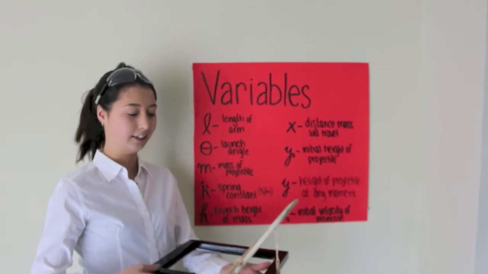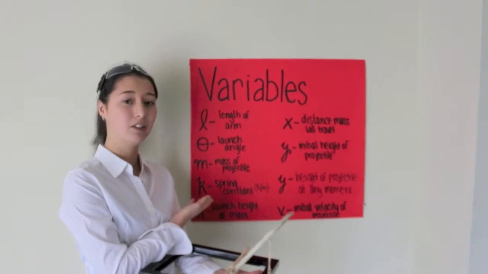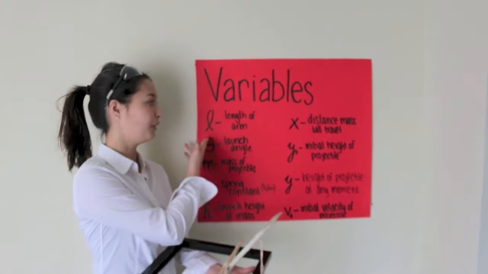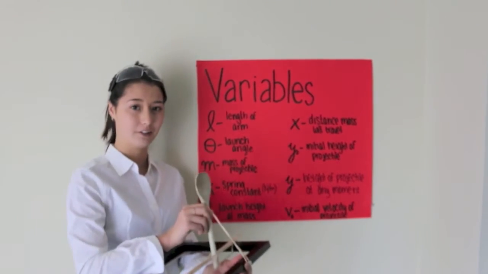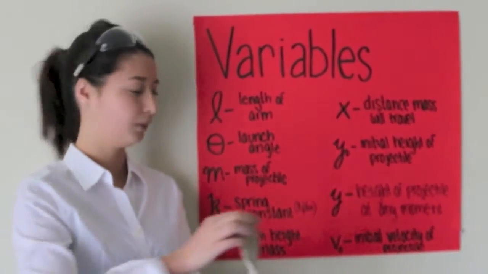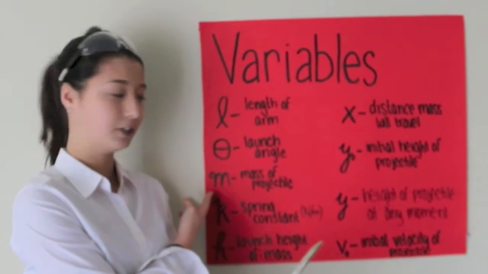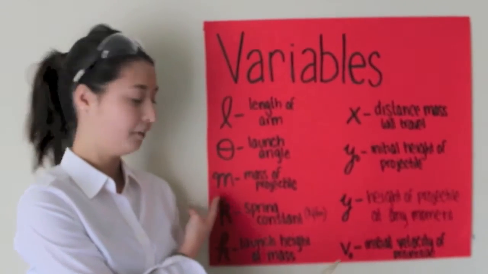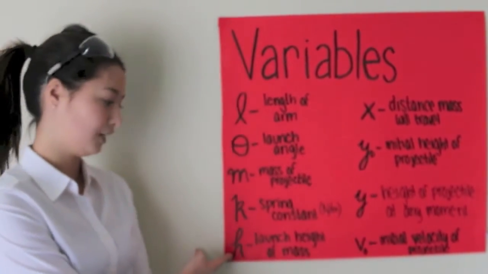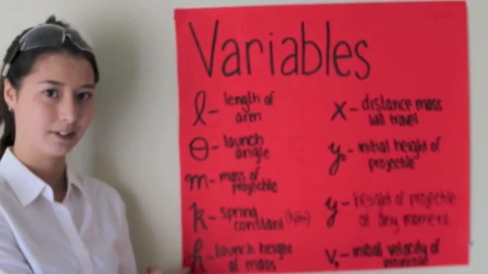Here, we have our design catapult. Behind me, we have a list of variables used with this catapult. To begin, we have L, which is the length of the arm. We then have theta, which is the launch angle. Then we have M, which is the mass of the projectile, followed by K, which is the spring constant. We then have H, which is the launch height of the mass.